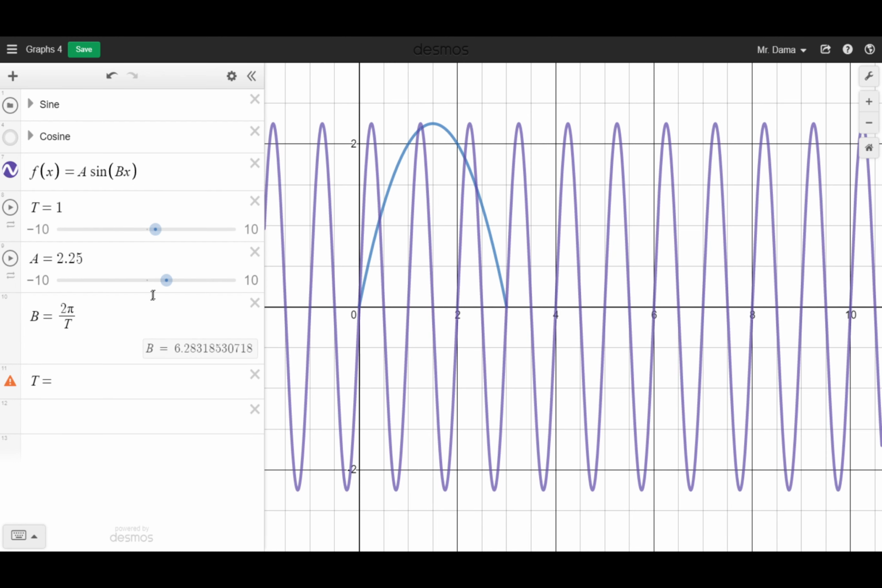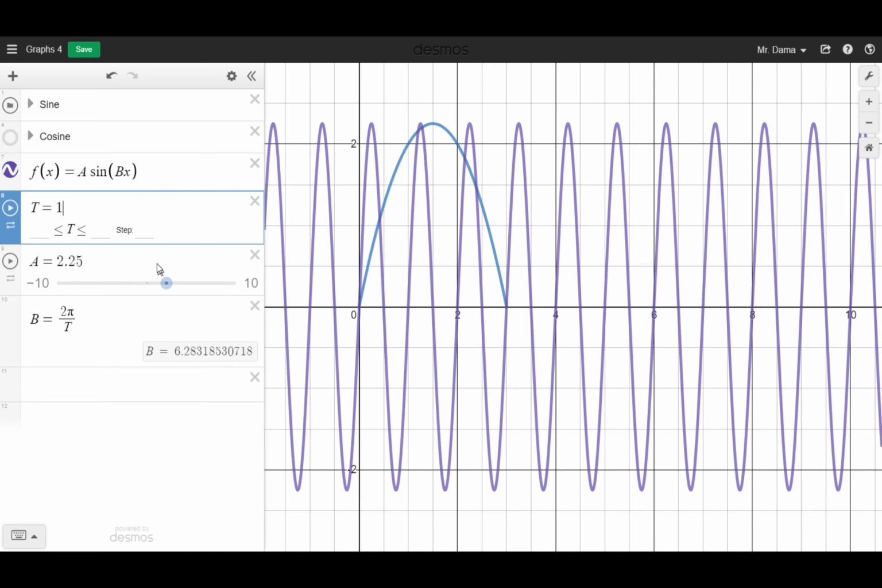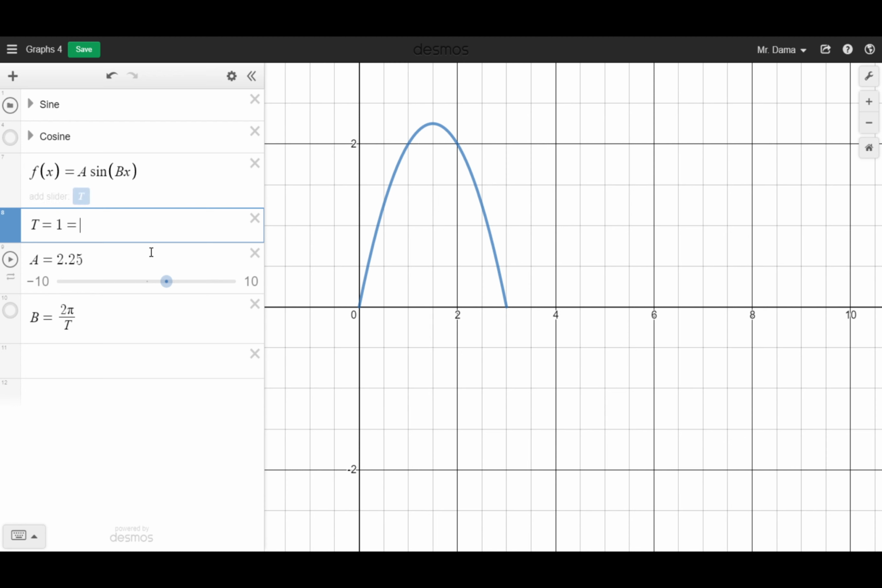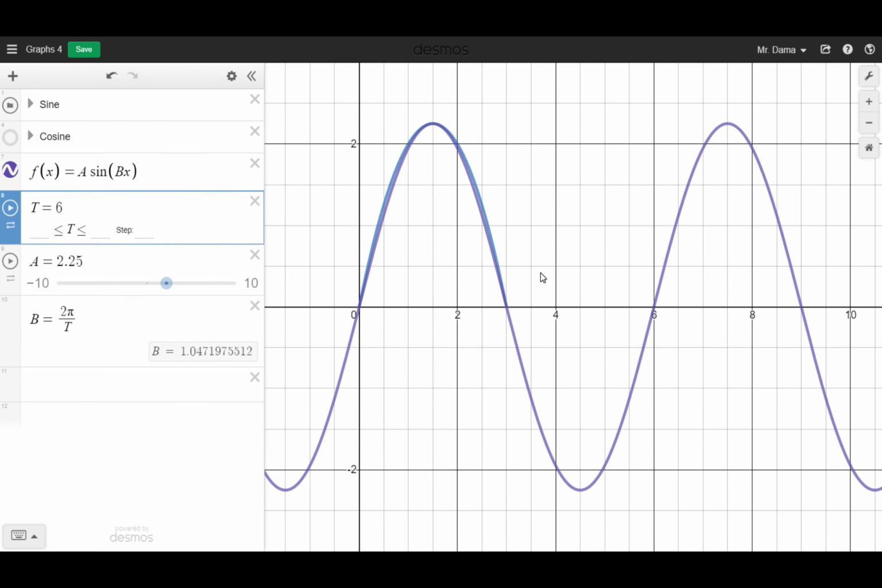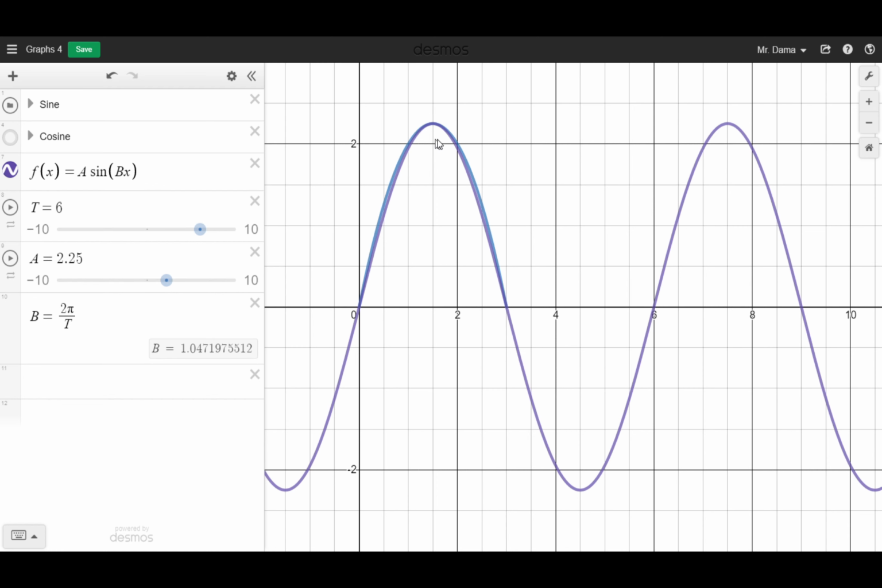Okay, what do I want T to be? Well, I want the period to be twice that, so it's going to be 6. And look at that. Can you see this purple line is very close to that blue line?